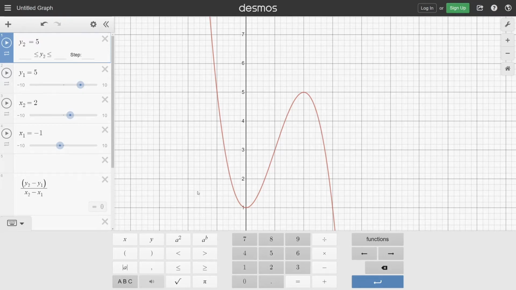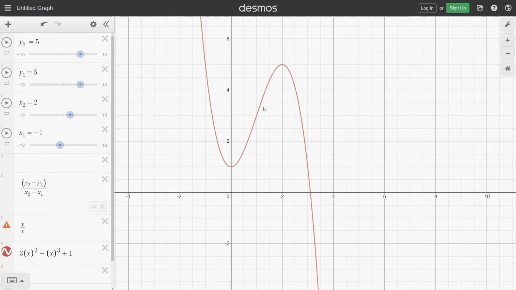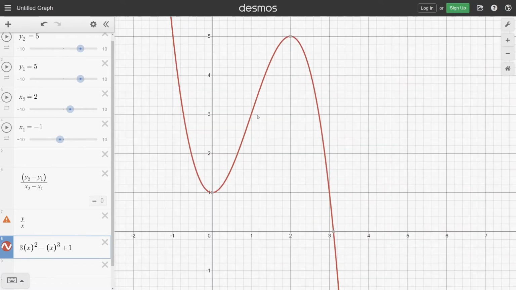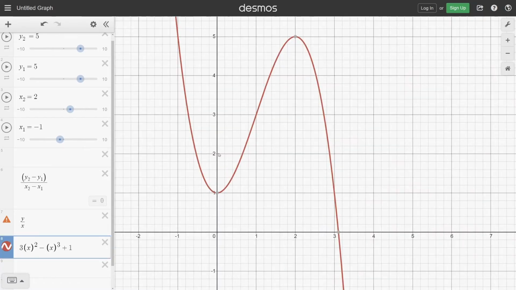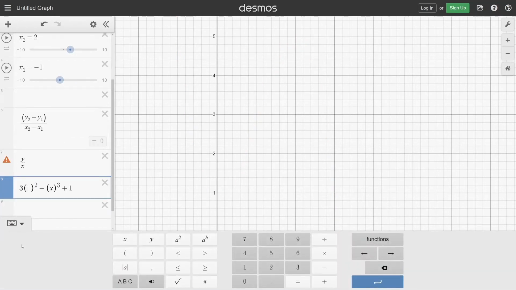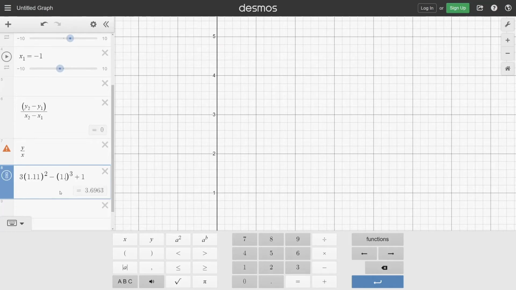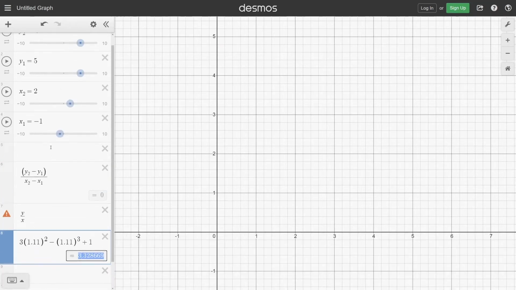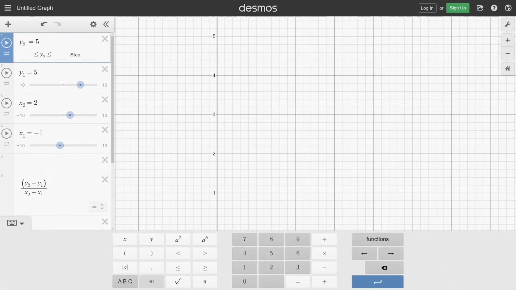When it comes to talking about points like this, between 0 and 1.11, for example, you could just substitute those values in. So you take this and you put 1.11, and this is 1.11. What does that get us? This is what it gives us for y2. If we substitute those in, we can actually find the slope.